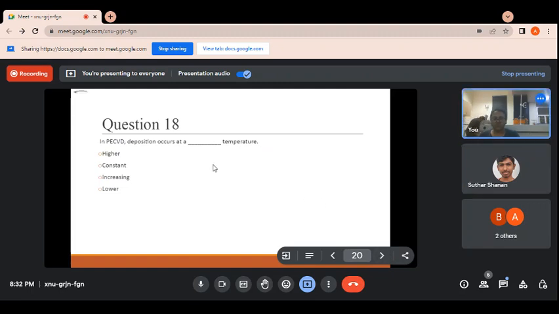In PECVD, deposition occurs at a dash temperature. First option is higher, second option is constant, third option is increasing or lower. What is PECVD? Plasma enhanced CVD. At first tell me, what is CVD? What happened in a CVD system? I'm not sure. Chemical vapor deposition, what happened?